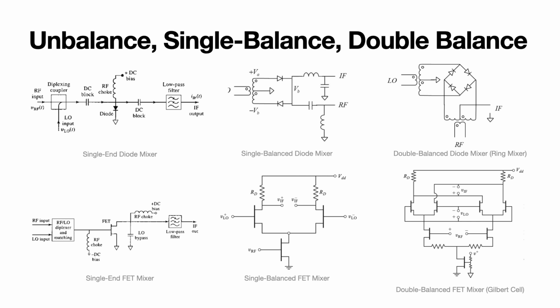Here are the mixers with different architecture, including single-end diode mixer, single balanced diode mixer, double balanced diode mixer, which is also called ring mixer, single end FET mixer, single balanced FET mixer, and double balanced FET mixer, which is also called Gilbert cell. If you are interested in the details of these mixers, you can find more advanced material by yourself or wait for our future explanation.